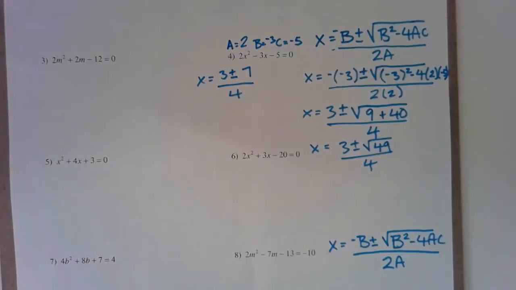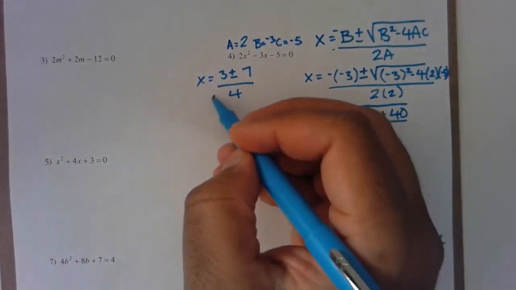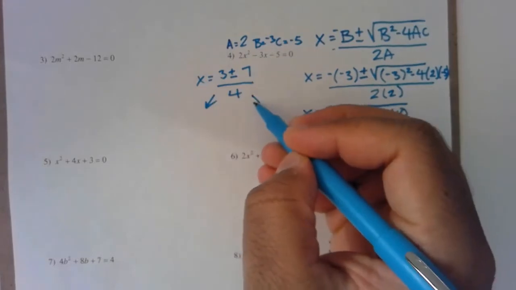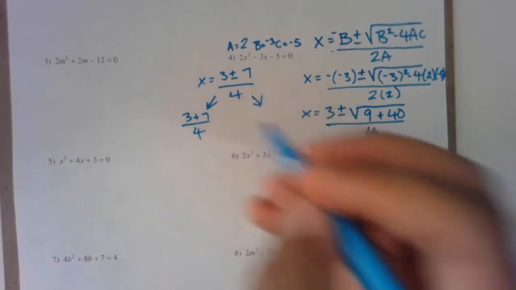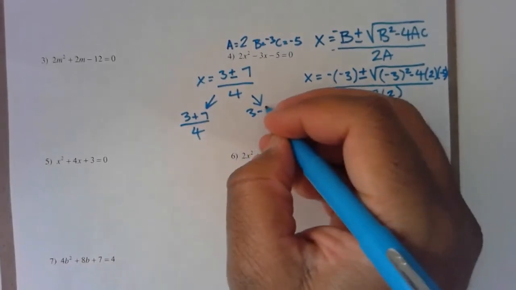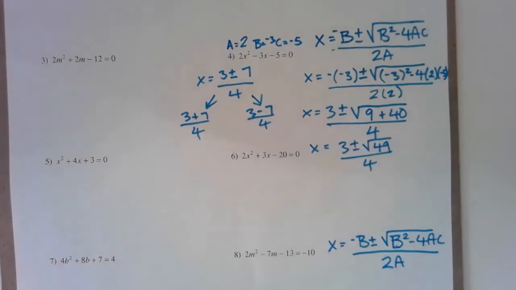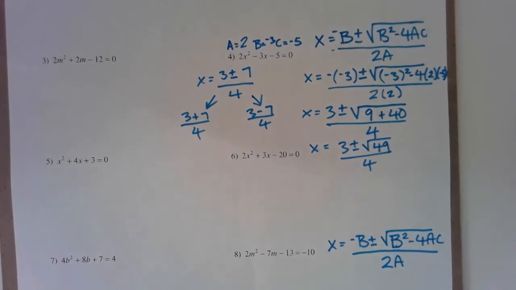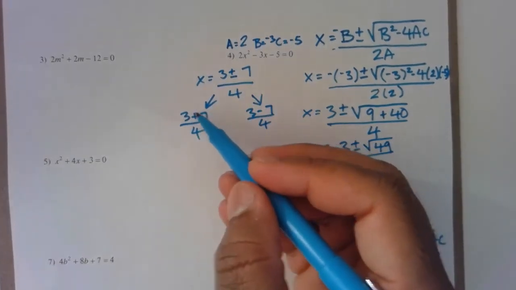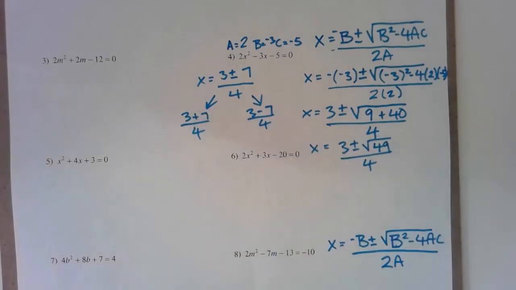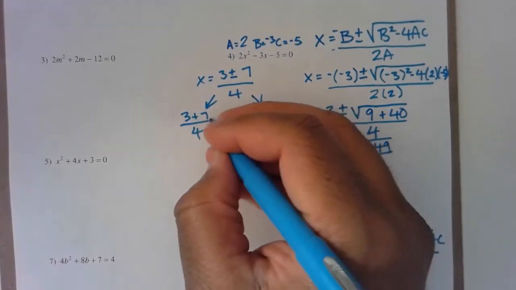Once again, I can split this apart into 2's. I'll have 3 plus 7 over 4, and I'll have 3 minus 7 over 4. Now, what you're going to notice is we're actually going to get a fraction for one of these. So when we put it together, 3 plus 7, we're going to get 10 over 4.